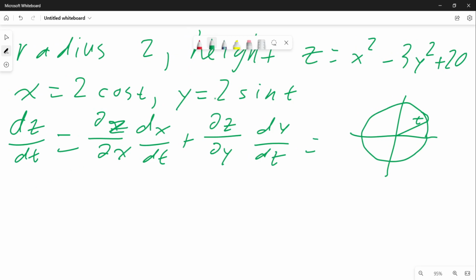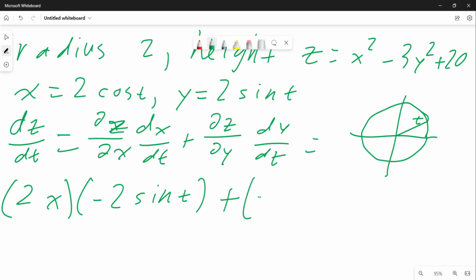So del z over del x, when we look at the z function here and take the x derivative, that's going to be 2x. And then dx dt, so we look at x is 2 cosine t, it'll give us negative 2 sine of t. Del z over del y would be negative 6y, and dy dt will be 2 cosine of t.